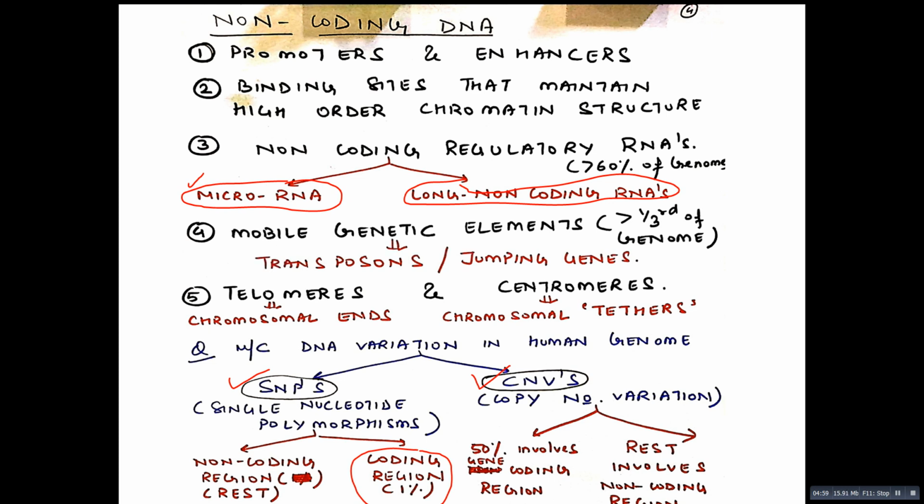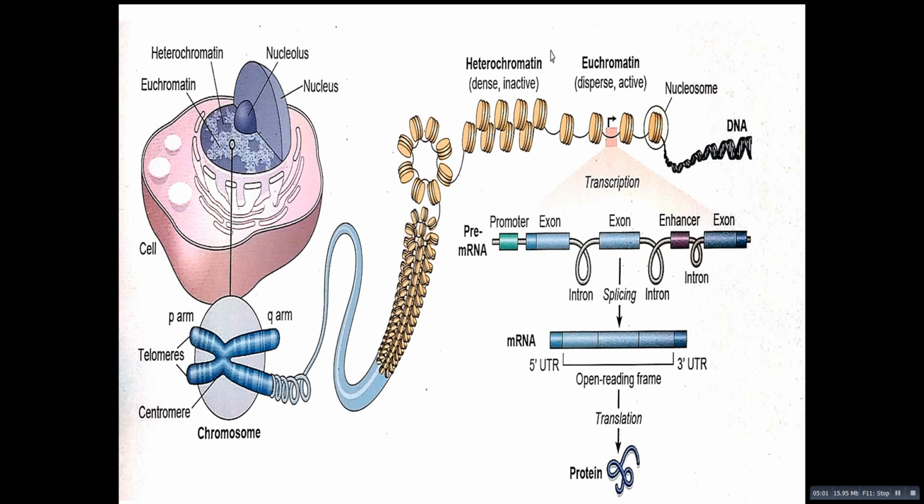Now, this is a beautiful image that I have taken from Robbins. First, I wanted to show you the heterochromatin. Heterochromatin is the dense inactive part. As you can see, this part is dense and this part is inactive, whereas the relatively lighter, dispersed and active part is the euchromatin. You can see how the nucleus is arranged and how at the center of the nucleus we have the nucleolus.